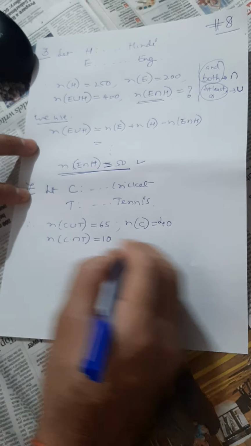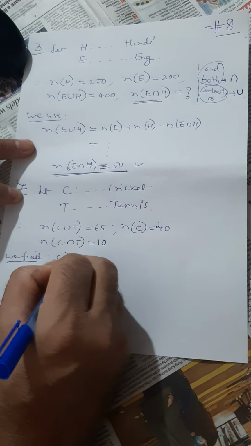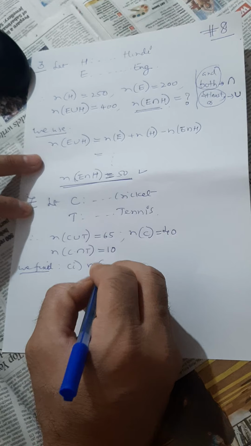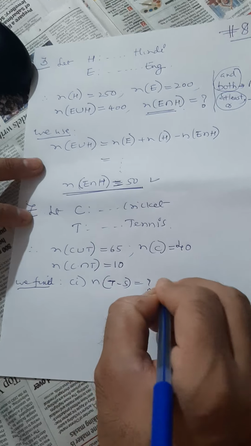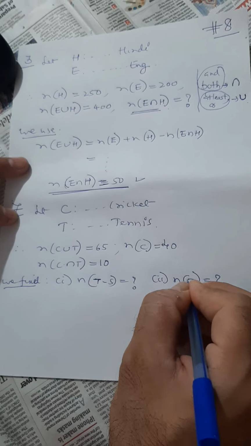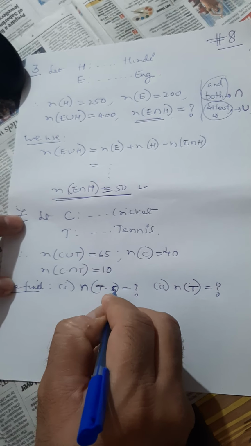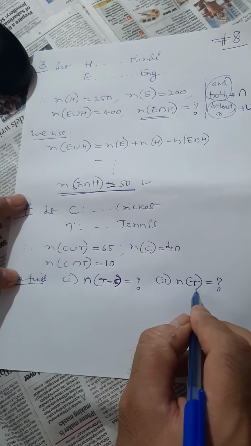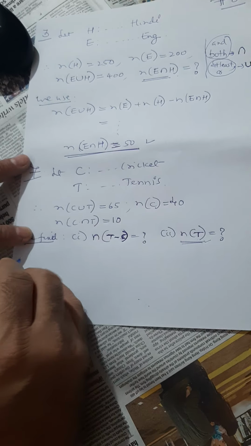Now you are asked to find two things. The first question is the number of people who like tennis only, that is T minus C. The next question is the number of people who like tennis. Two things you are asked. Tennis only means tennis but not cricket, that is T minus C. So I think we'll get this first.